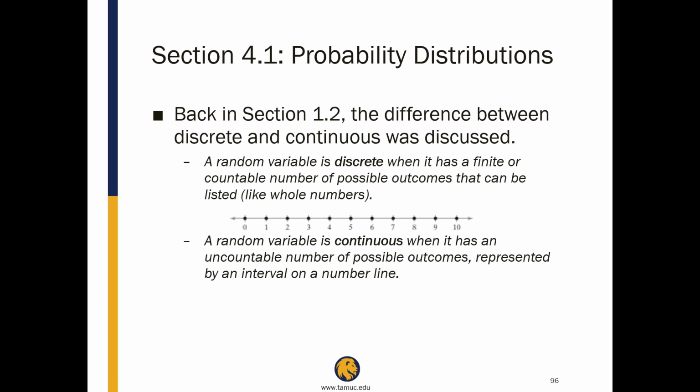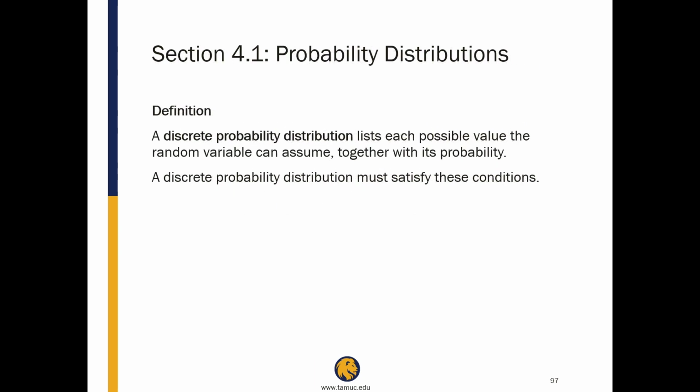A random variable is continuous if it has an uncountable number of possible outcomes, such as an interval on a number line. X can be any value between 0 and 24, for instance. That's a continuous, unbroken line between the two numbers. So when we talk about a discrete probability distribution, it lists out each possible value that the random variable can assume together with its probability.